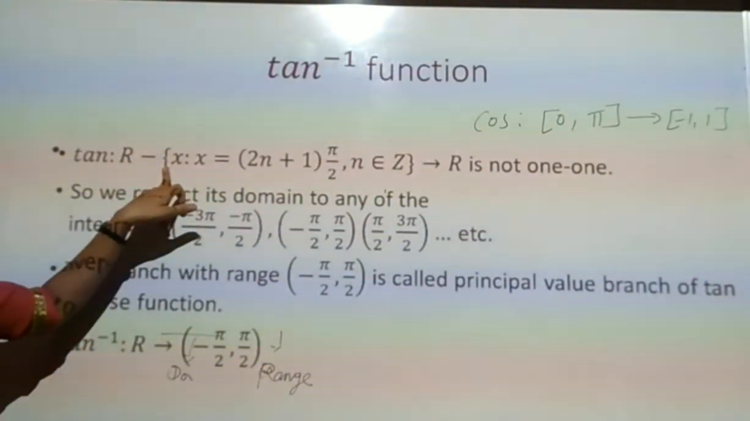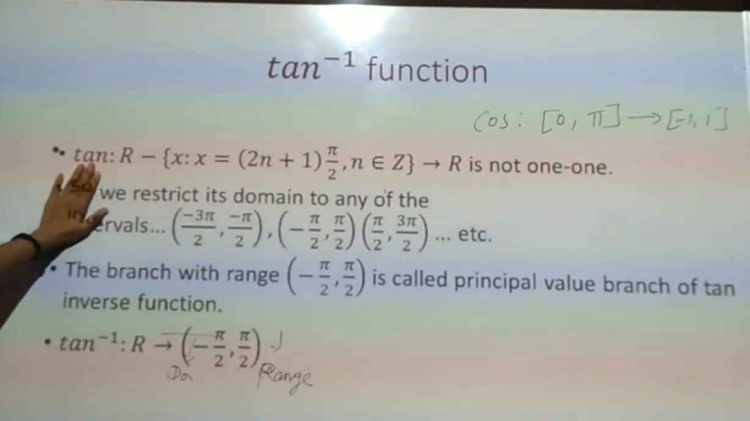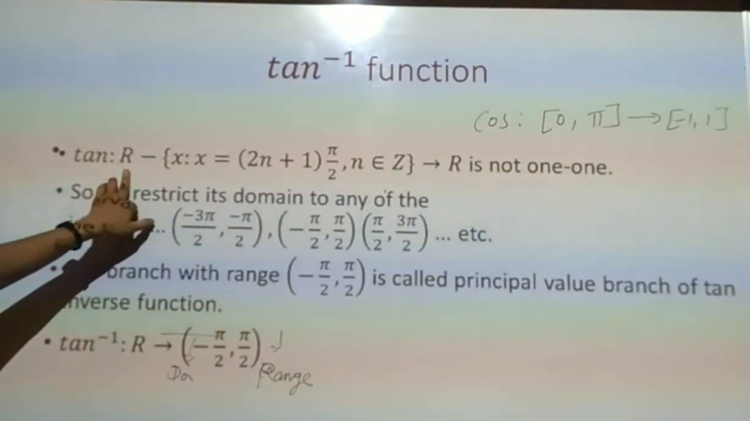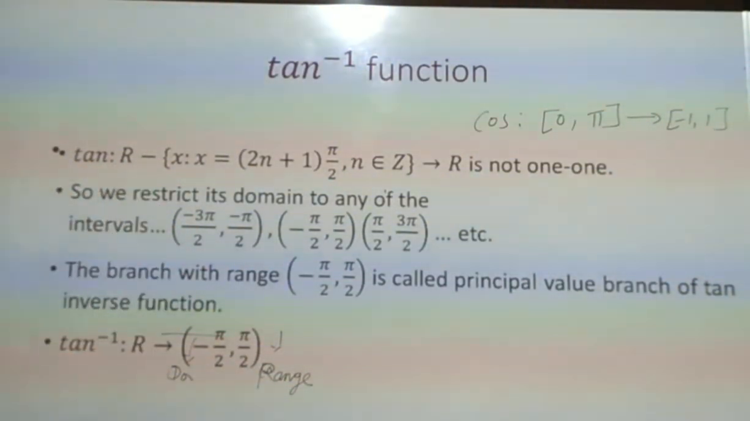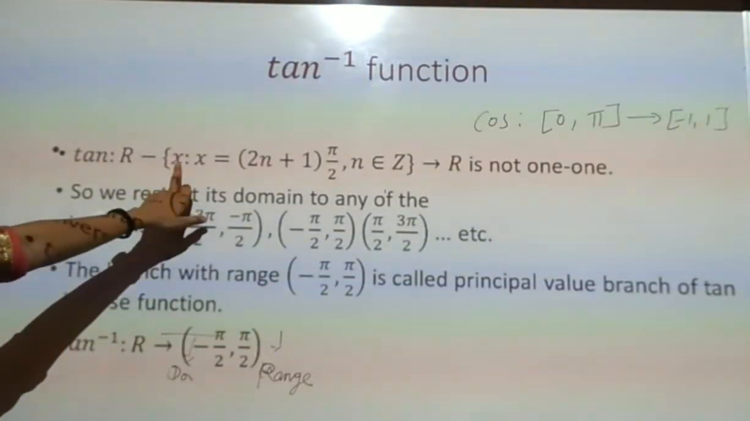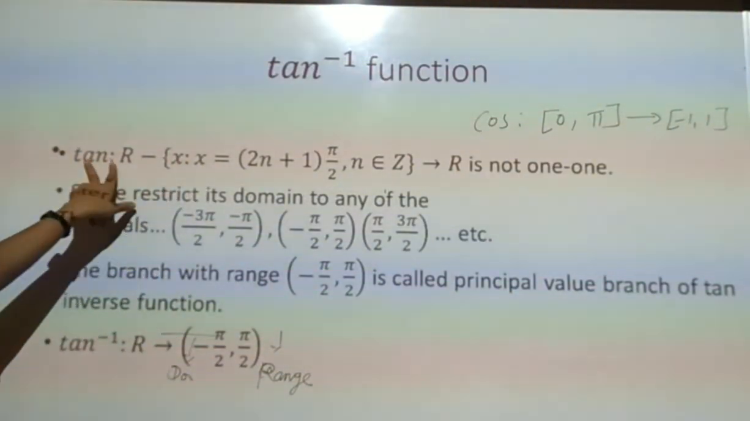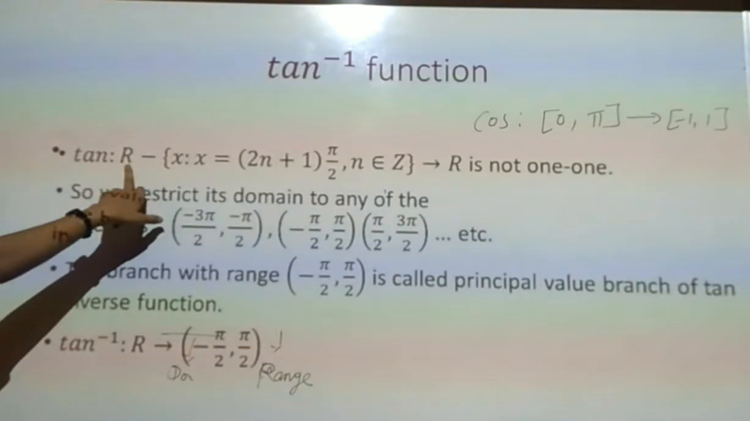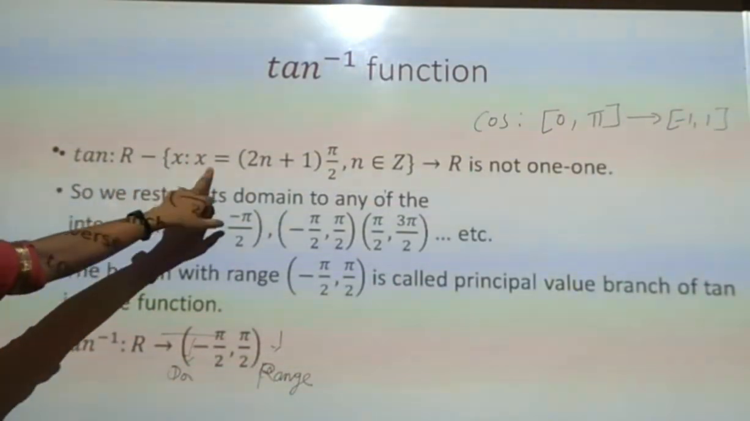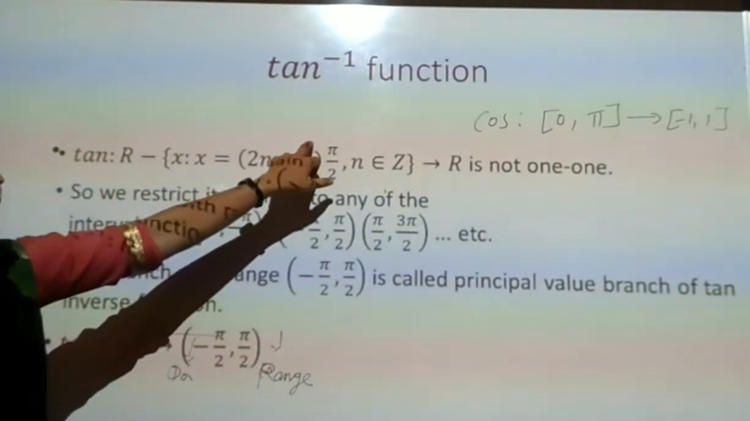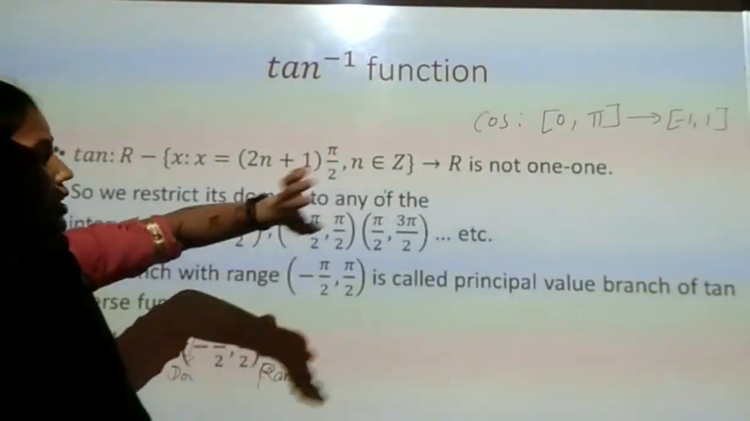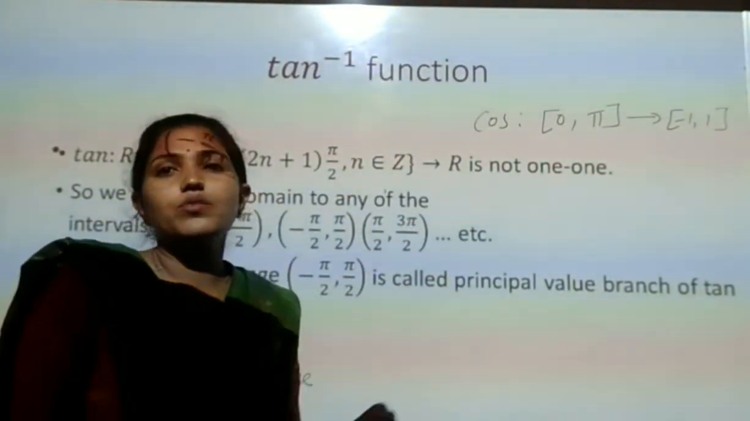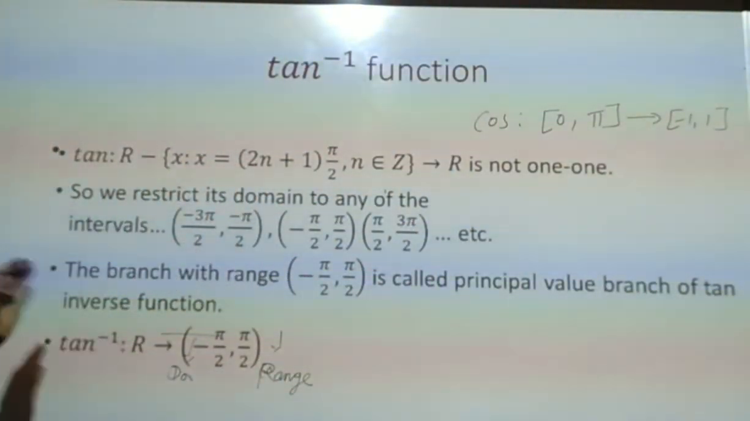Okay, where tan is not defined, we know that tan is not defined at odd multiples of 90 degrees. That's why tan is defined from R minus all those x where x is equal to (2n plus 1) pi by 2, n belongs to Z, to R. It is not a one-one function, because we have seen in the graph.